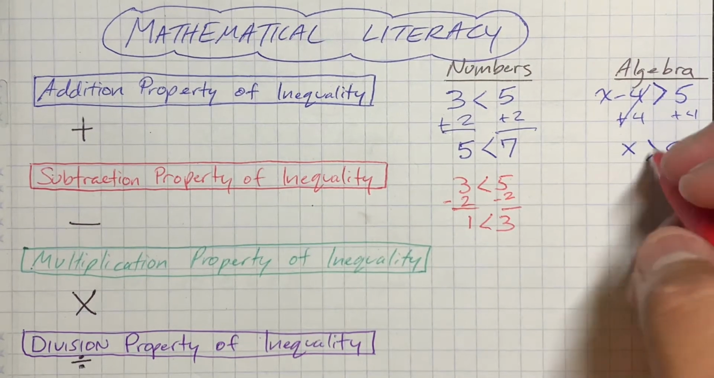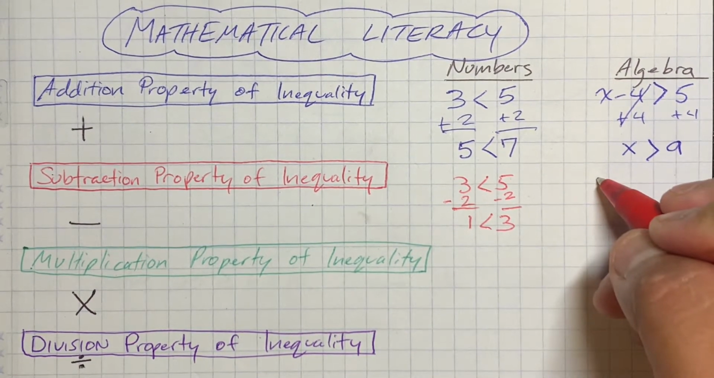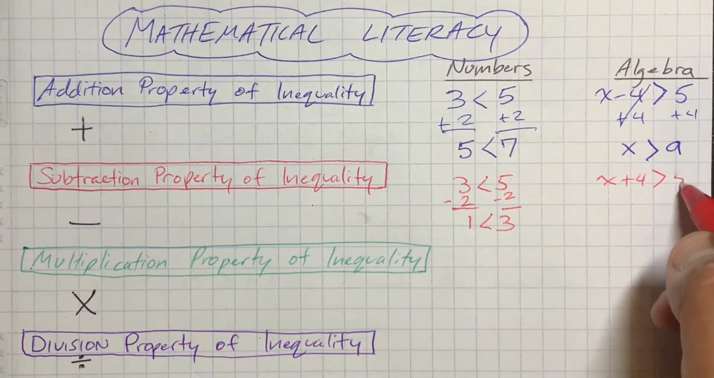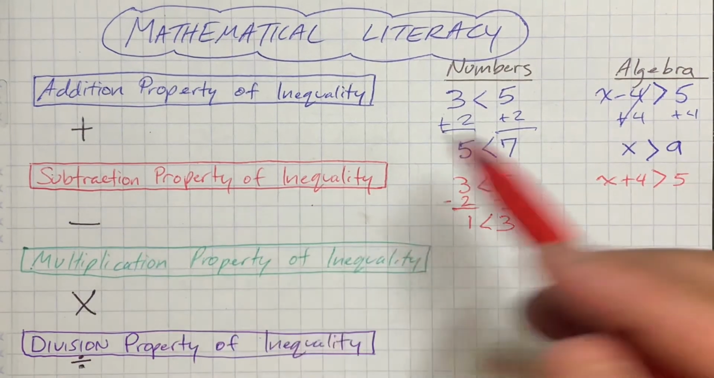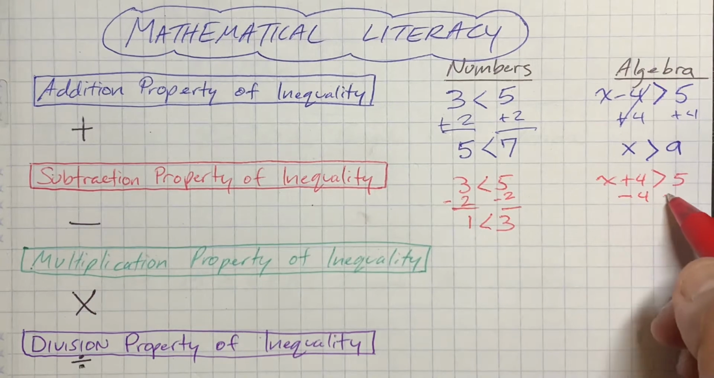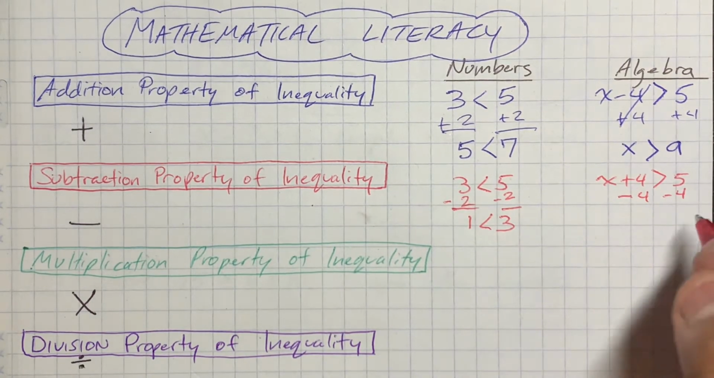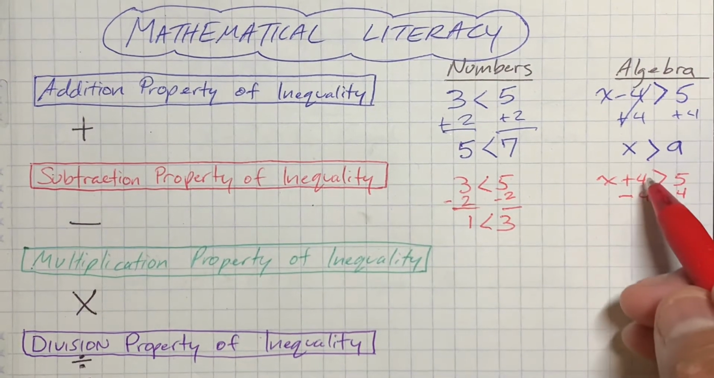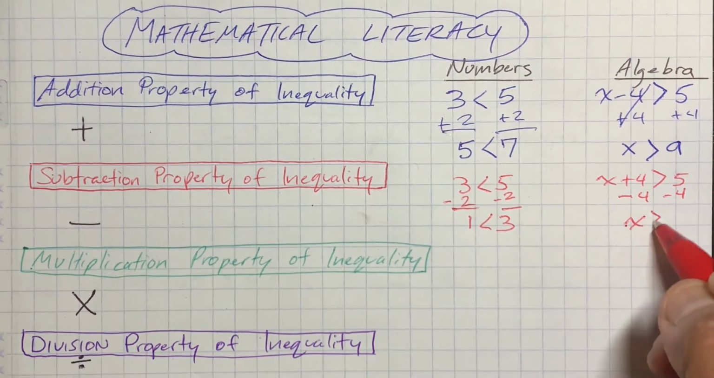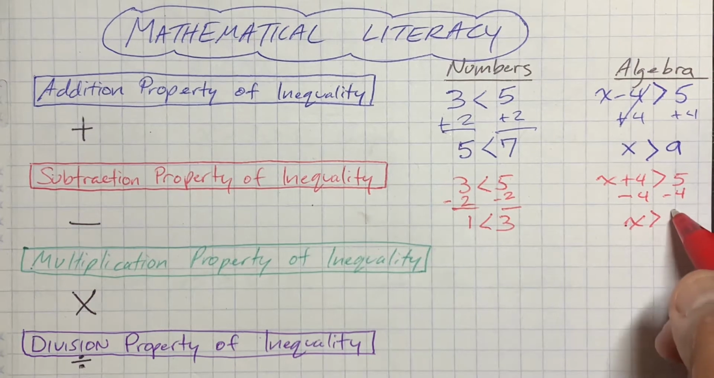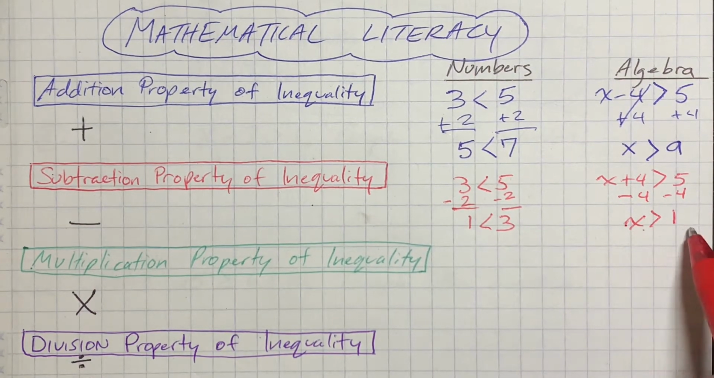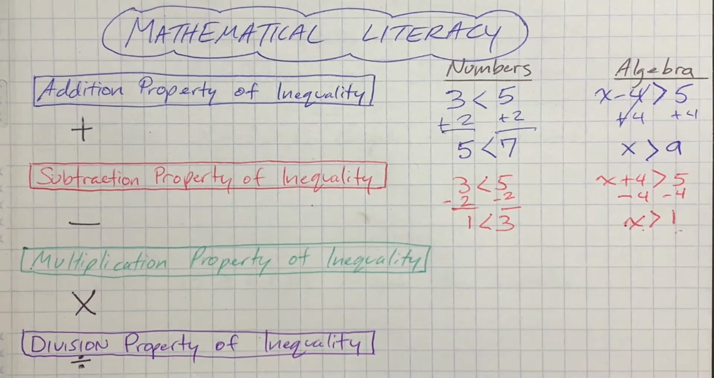And algebraically, if we have x plus 4 greater than 5, here's the reason why we're saying subtraction property of inequality: because we subtract 4 from each side of the inequality. Positive 4 take away 4 is 0. x is by itself. 5 take away 4 equals 1. Again, whatever x is, it's still greater than 1. All right, so that remains true.